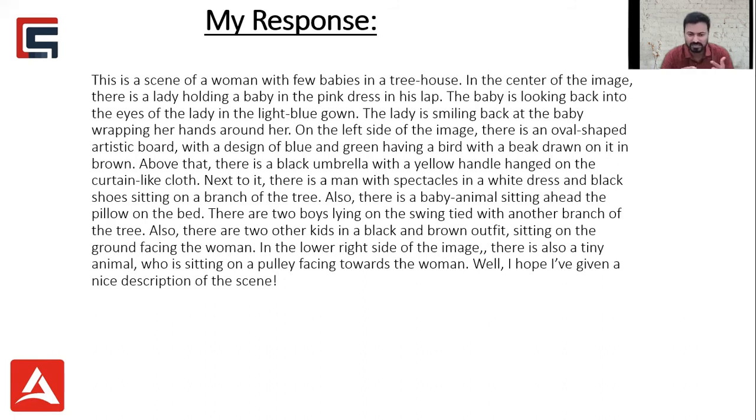Above that, there is a black umbrella with a yellow handle hanging on the curtain-like cloth. Next to it, there is a man with spectacles in a white dress and black shoes sitting on a branch of the tree. Also, there is a baby animal sitting ahead of the pillow on the bed. There are two boys lying on the swing tied to another branch of the tree. Also, there are two other kids in a black and brown outfit sitting on the ground facing the woman. In the lower right side of the image, there is also a tiny animal sitting on a pulley facing towards the woman. Well, I hope I have given a nice description of the scene.